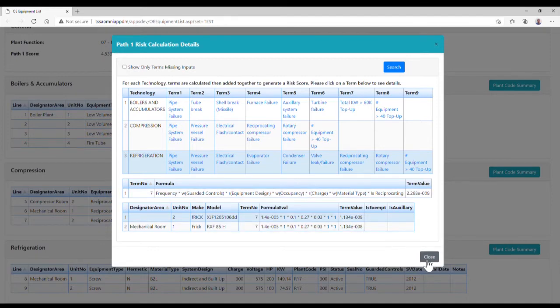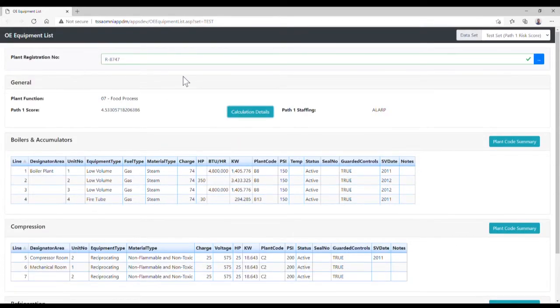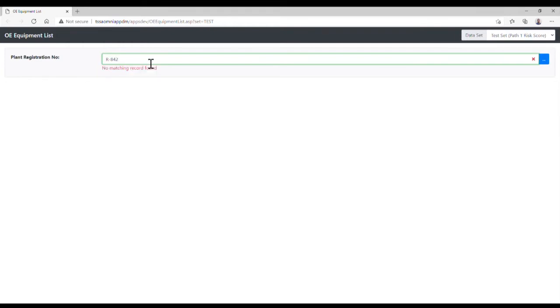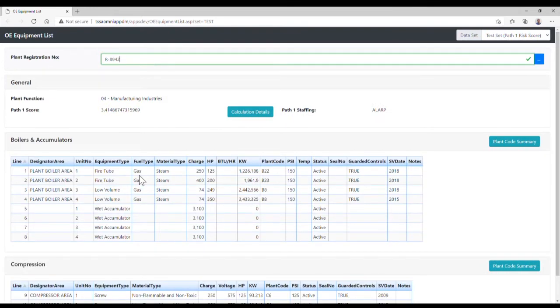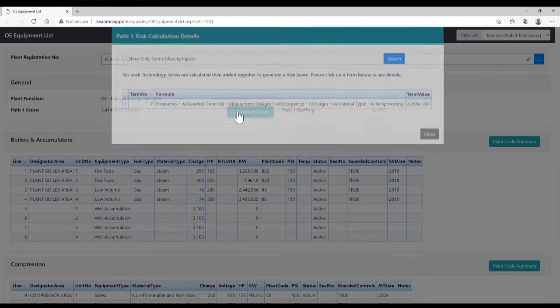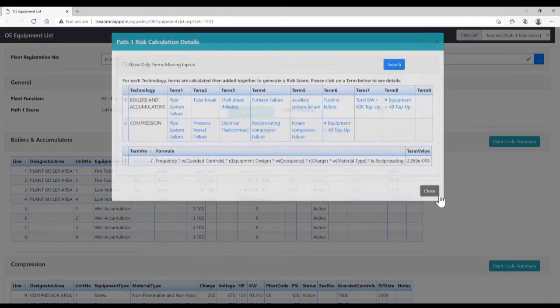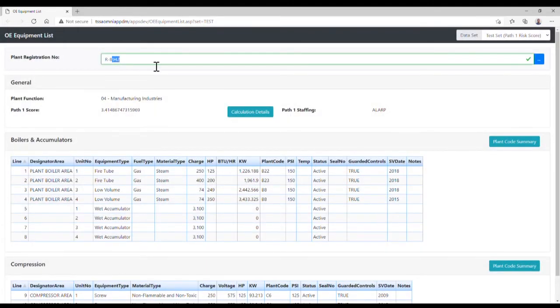Now, I'm going to move on to one more plant, and the reason why I'm going to move on to that plant is because it has these accumulators here. And so I want to touch very briefly on how to deal with situations where you have sort of optional additional equipment. So actually, let me go back.